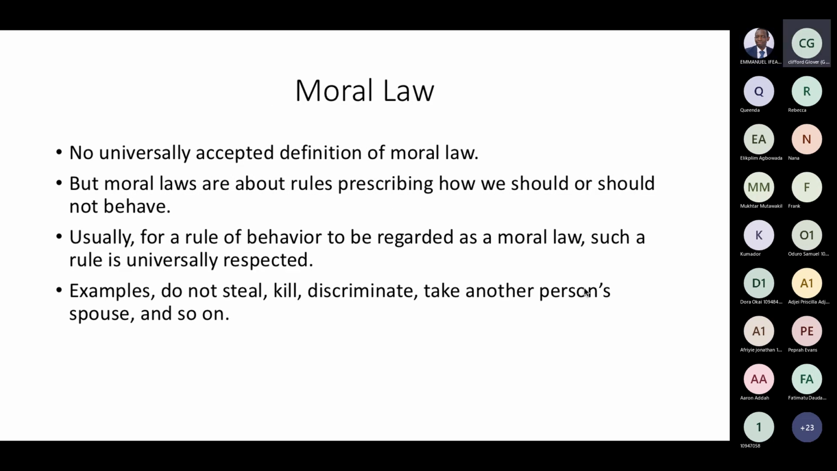Then we have moral law. Now, there's no universally accepted definition of moral law, but moral laws are about rules prescribing how we should or should not behave. Usually, for a rule of behavior to be regarded as a moral law, such a rule is universally respected. Any principle that is not universally recognized cannot be a moral law. So it's only those that every human being acknowledges is a principle we should observe. That's what we call a moral law. Example, do not steal. Everyone, anywhere in the world, agrees that stealing is not good. Do not kill. Do not discriminate. Do not take another person's spouse. So these are universally accepted.